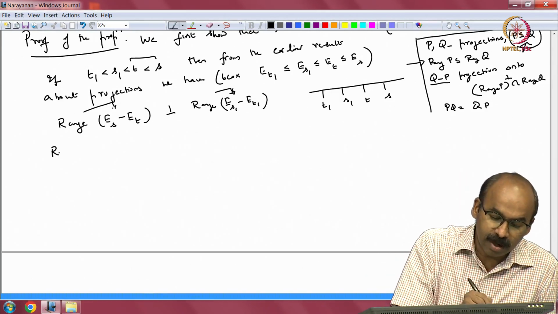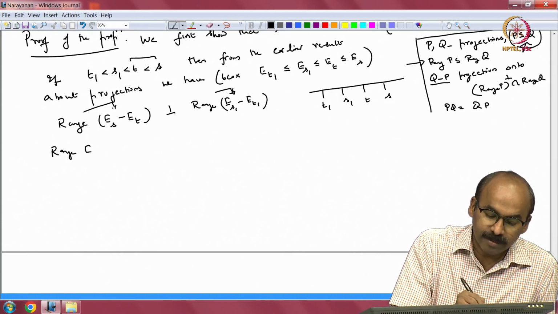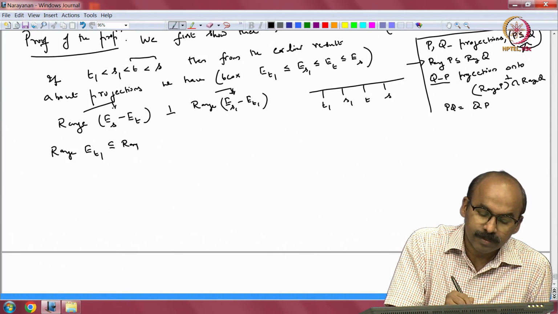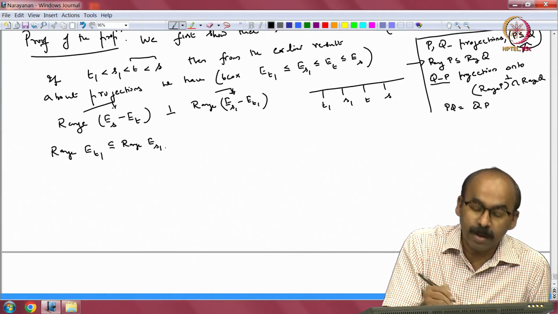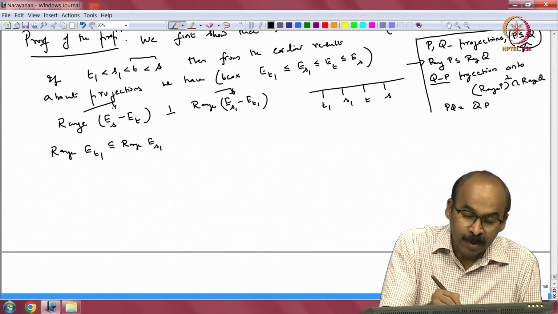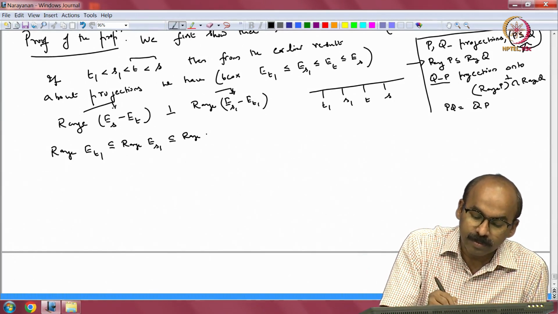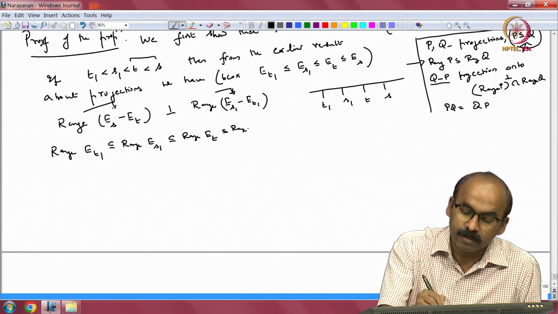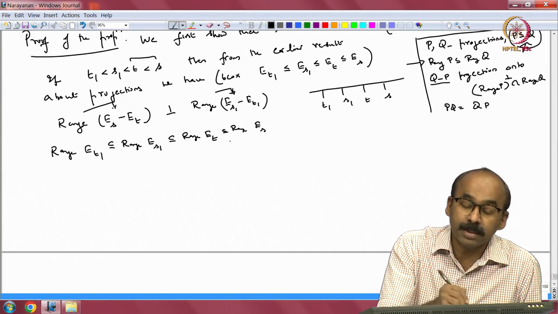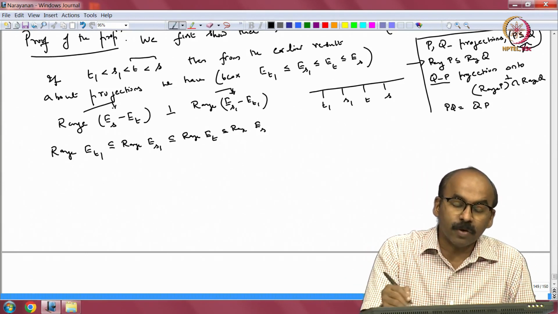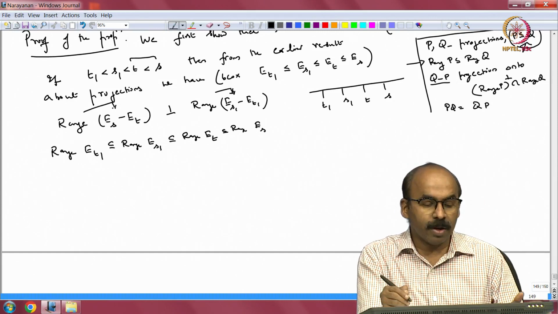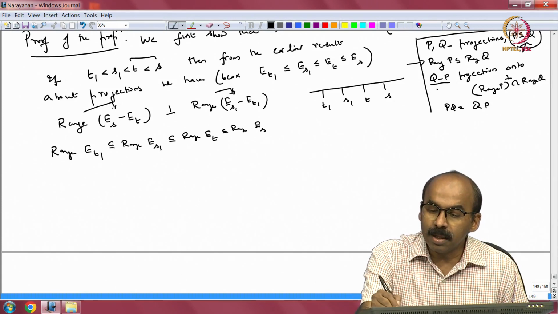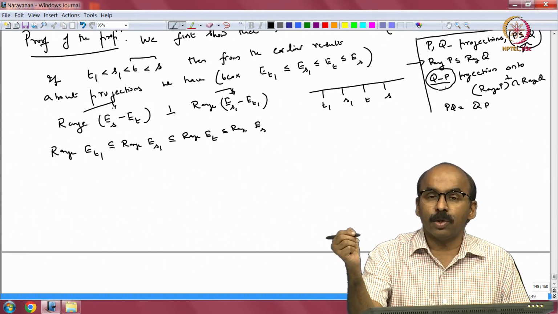So we start with that. Range of E T1 will be contained in range of E S1, because T1 is less than or equal to S1, and this is contained in range of E T, contained in range of E S. So range of E S is the biggest among these. You have the orthogonal complement of each of them in the immediately next one, and Q minus P is the projection onto that part.